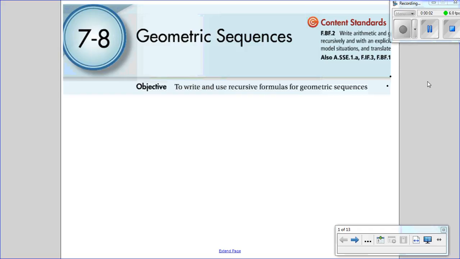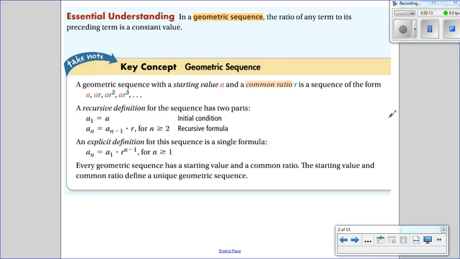This is section 8 of chapter 7. This is the last section in chapter 7. The objective is to be able to write and use recursive formulas for geometric sequences. What is a geometric sequence?